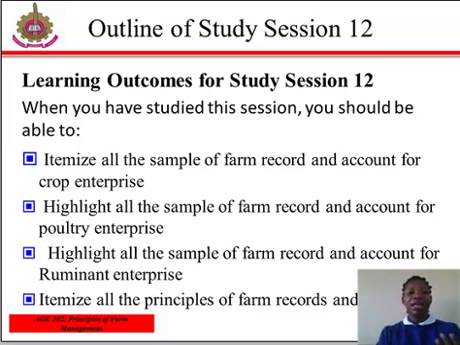Secondly, you should be able to highlight all the samples of farm record and accounts for poultry enterprise. And thirdly, you should be able to highlight all the samples of farm record and accounts for ruminant enterprise. Lastly, you should be able to itemize all the principles of farm records and accounts. Let's talk about these learning outcomes one after the other.